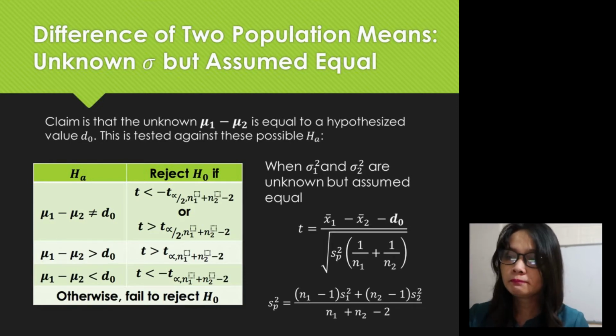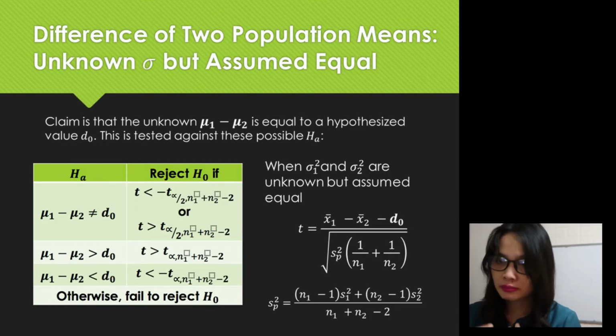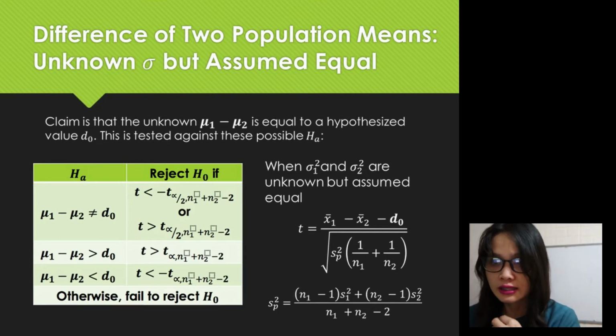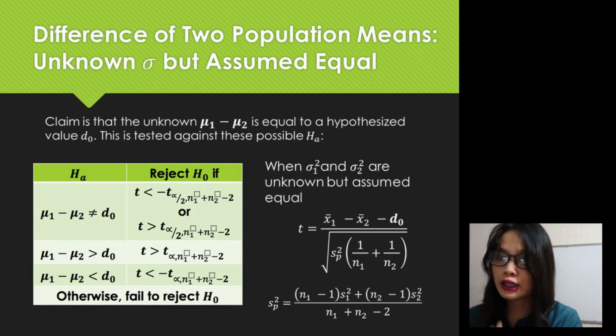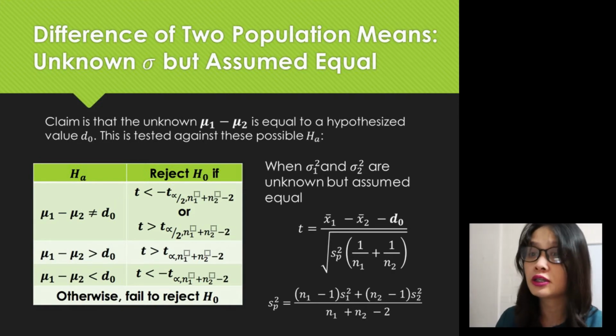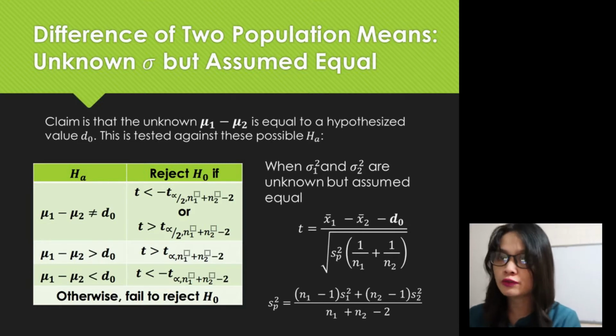Okay. So your HA are the following. So mu1 minus mu2 not equal to D sub O. Reject H0 if your T value is less than the negative T alpha over 2. Okay. And then your degree of freedom. Of course, if you're solving for the T value, we need to identify the degree of freedom. Okay, your degree of freedom will be n sub 1 plus n sub 2 minus 2.